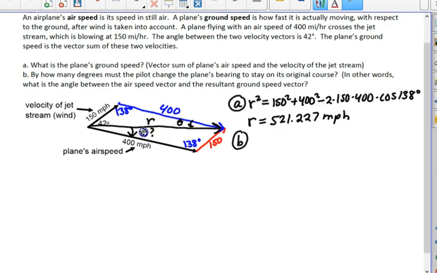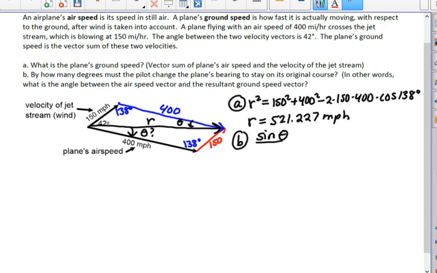However, I am very confident that this is not going to be an obtuse angle because the only obtuse angle in the triangle is 138. This is going to be an acute angle. So I'm going to use law of sines to find this angle. You can use either one. It doesn't matter.